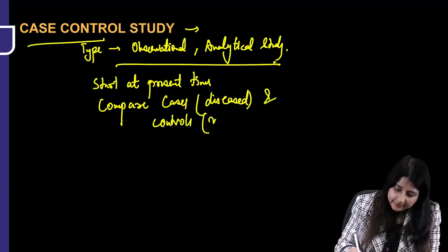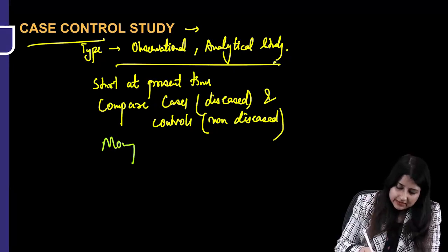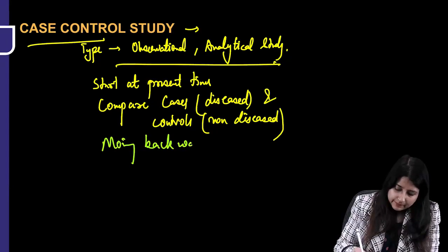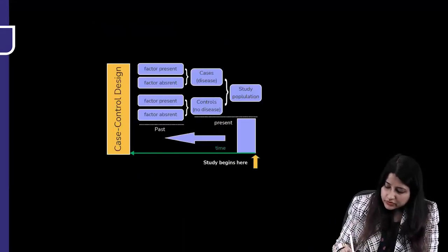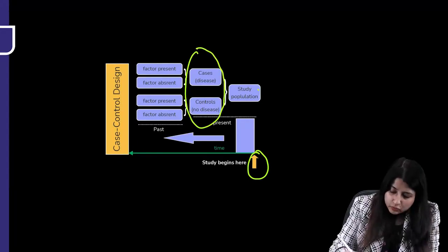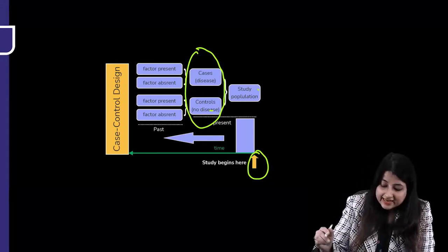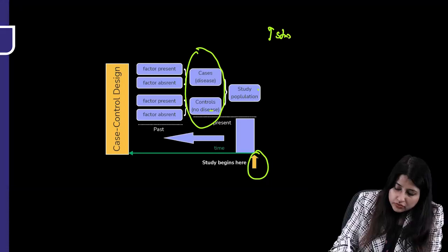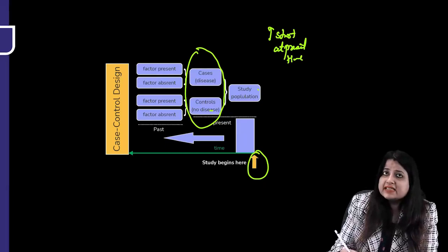Controls means what? The non-diseased. So we are comparing this and we are moving backwards. So we are moving what? Retrospective in direction. Alright, look at the image. Now you start at the present time, your population, but look at your comparison group, cases and controls. Now you can ask me, ma'am, how is it different from retrospective cohort? In a retrospective cohort, also you start at present time. I completely agree. But was I comparing cases and control?